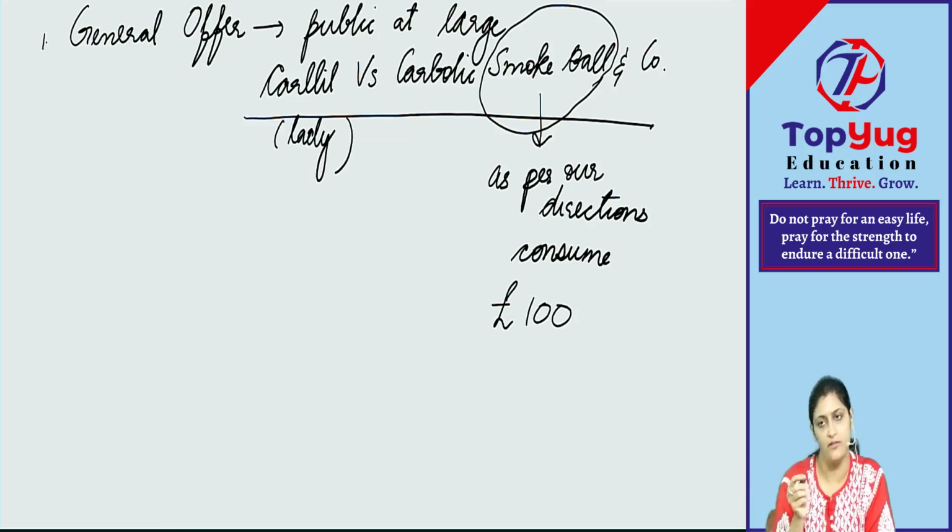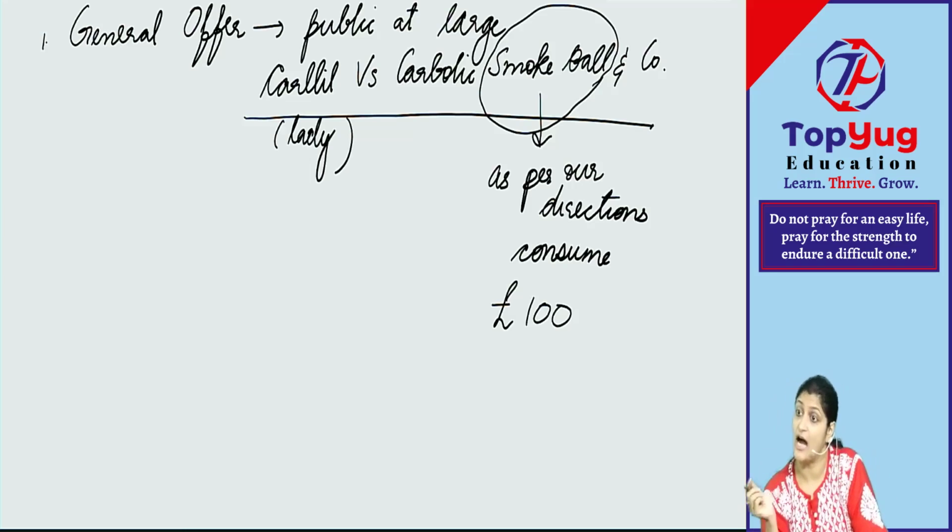Now this lady Carlill consumed as per the directions. After that also, what happened? She got influenza. Then she recovered from influenza afterwards, taking some other medicines.